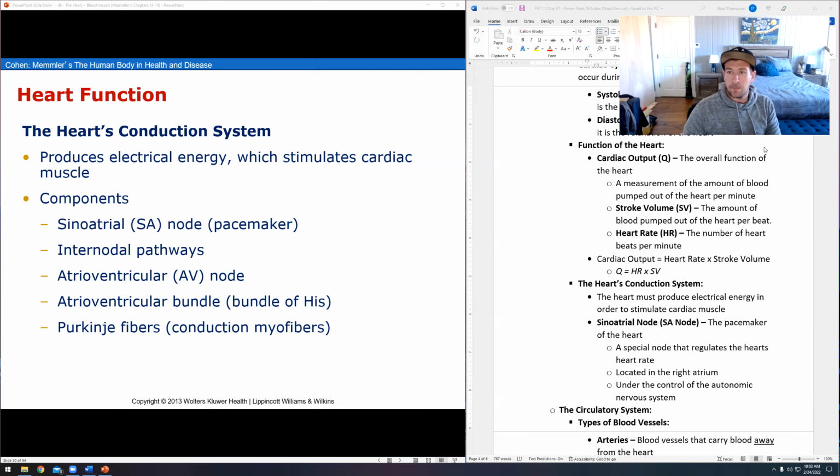So that is the overall function of our heart and how it actually works, right? So now we've got to take a look really quickly at some of the physiology of our heart and how it actually does all of this, right?